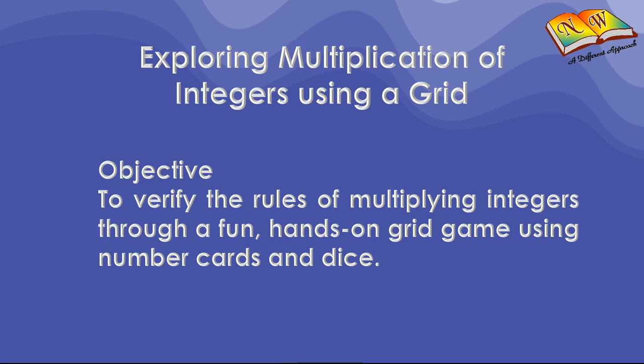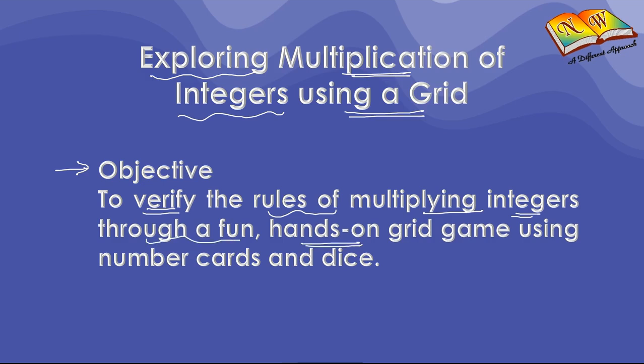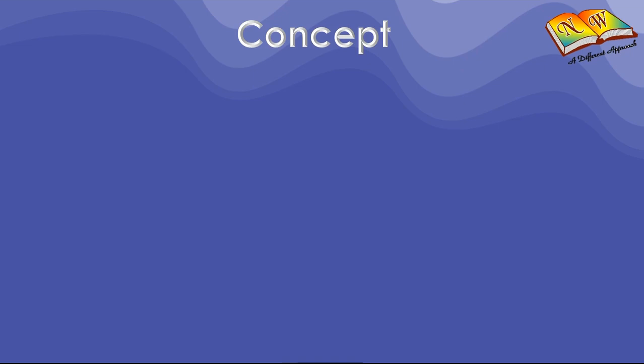This activity is entitled Exploring Multiplication of Integers Using a Grid. The objective of this activity is to verify the rules of multiplying integers through a fun hands-on grid game using number cards and dice.